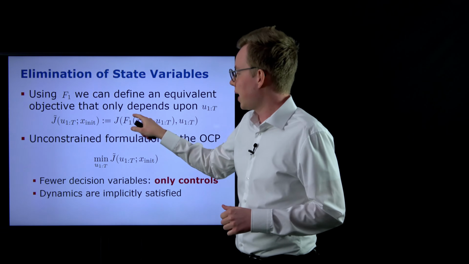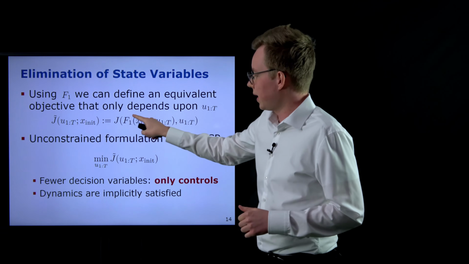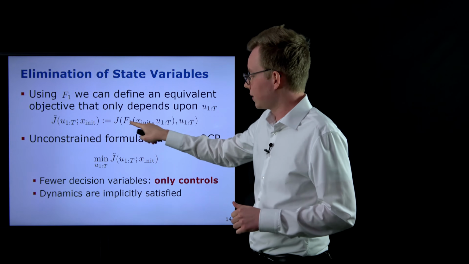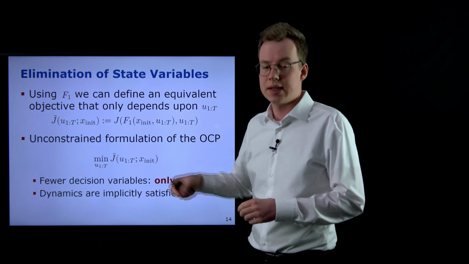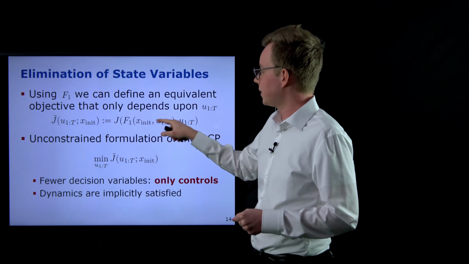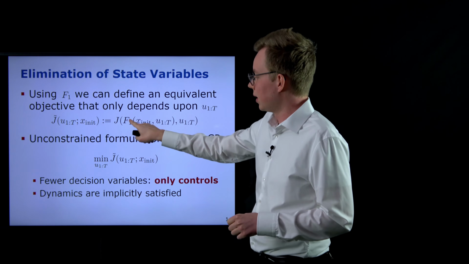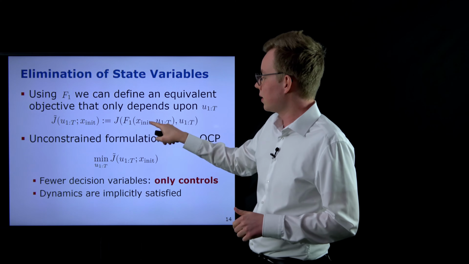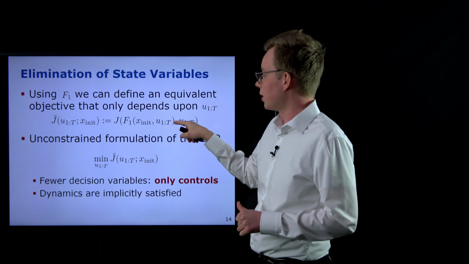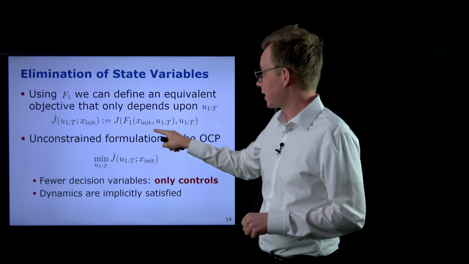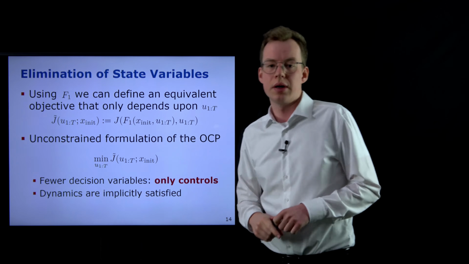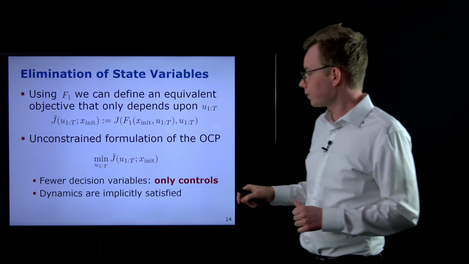And we can do that by substituting the first. So here originally we had to plug in this sequence of states, but now instead we plug in the forward simulated sequence. So this forward simulation function f1 will give us x1 to T, and so that's exactly what we needed as the first argument to our original cost function.